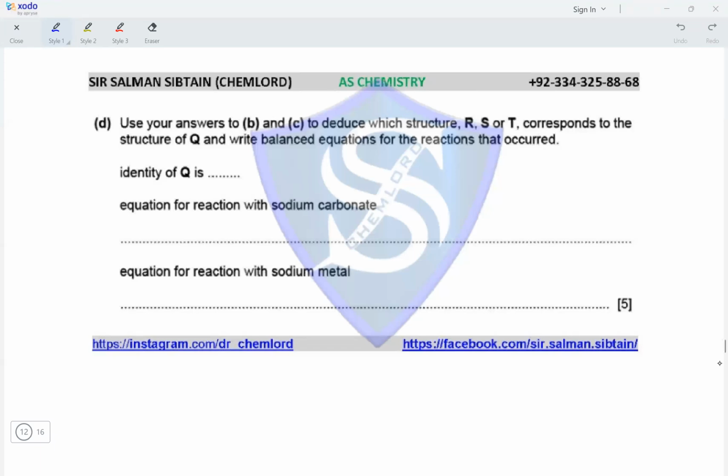Use your answers to B and C. That means the volume of carbon dioxide giving us moles of carbon dioxide, and the volume of hydrogen giving us moles of hydrogen, with respect to 0.002 moles of Q being used. To deduce which structure R, S, or T corresponds to the structure of Q, and write balanced equations for the reactions that occurred.